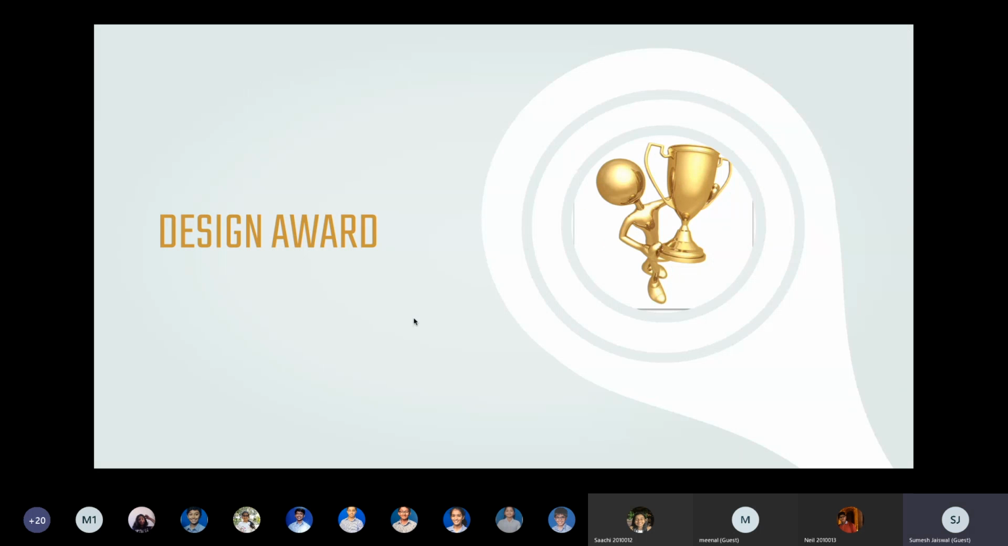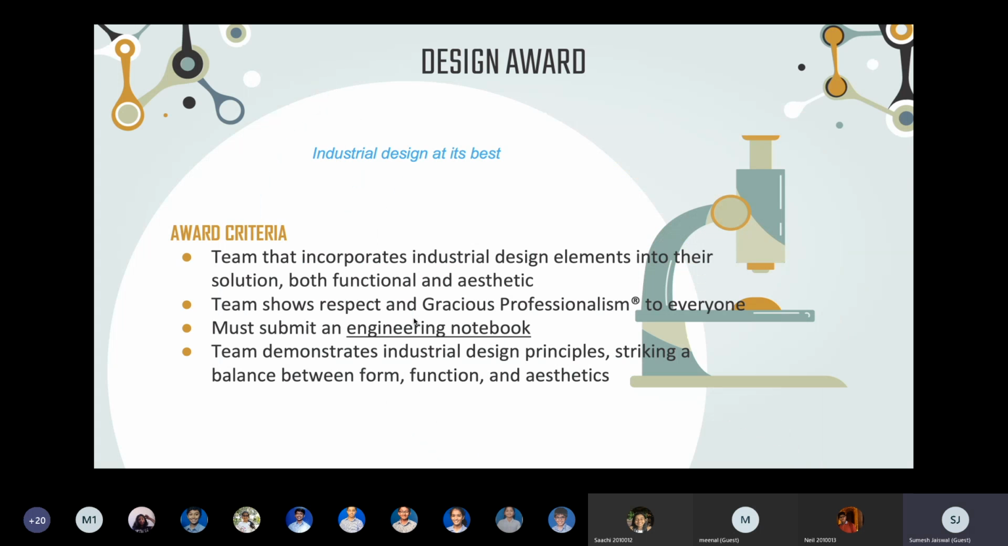The next award is the Design Award. The philosophy behind the Design Award is industrial design at its best. Now, industrial design is a topic that is usually taught in colleges, so I'm sure most of you would not be aware of it. So I would highly recommend that you go out and study industrial design by looking at videos on YouTube and looking up some websites. You'll find out about industrial design.